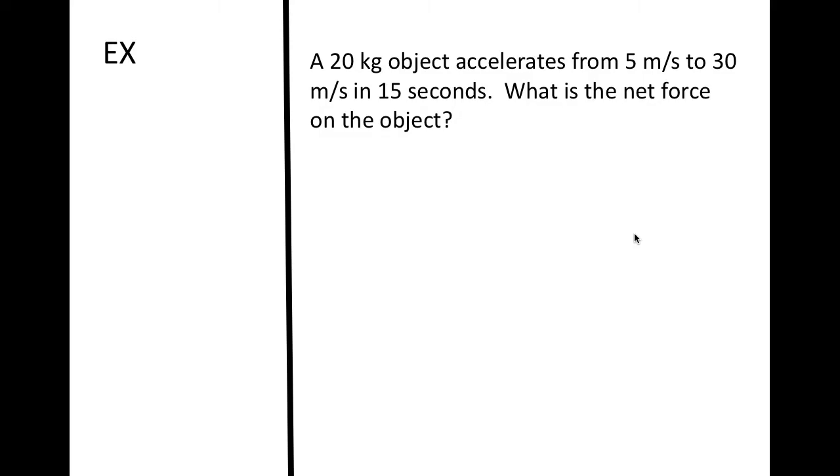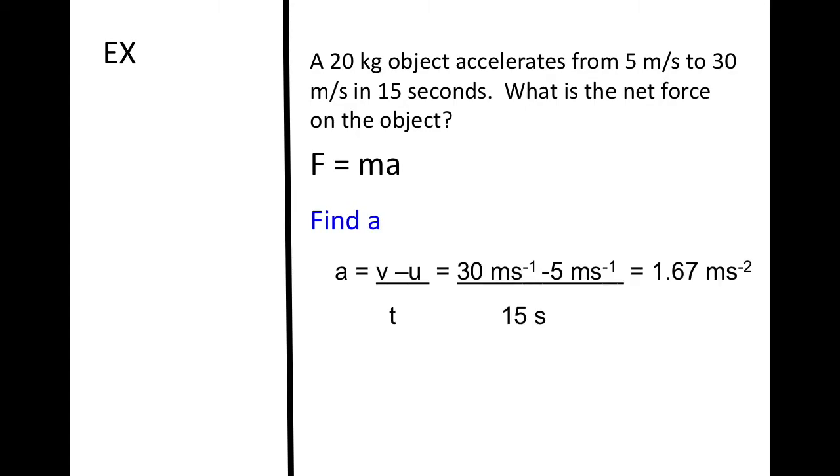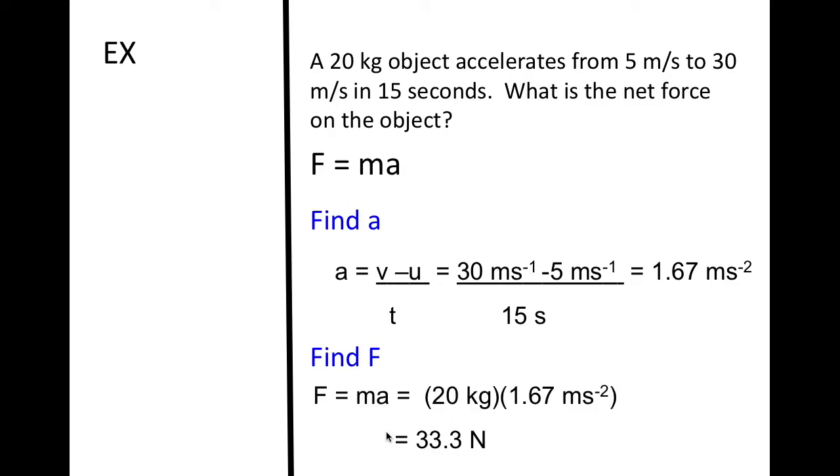Here's another example. A 20 kilogram object accelerates from 5 meters per second to 30 meters per second in 15 seconds. What is the net force on the object? In this instance, we have the same equation, F equals ma. However, we're going to solve for a first, and we know that acceleration equals the final minus the initial velocity over time. So here we have our answer of 1.67 meters per second squared. Then we can find our force now that we have our acceleration. So that is our answer, 33.3 newtons.